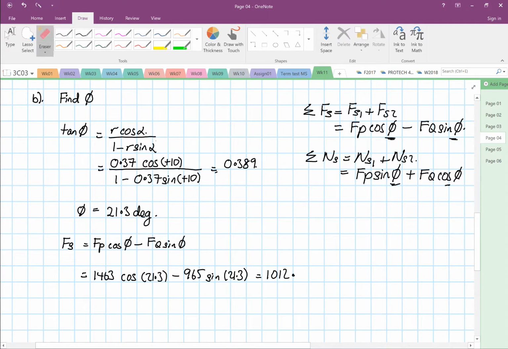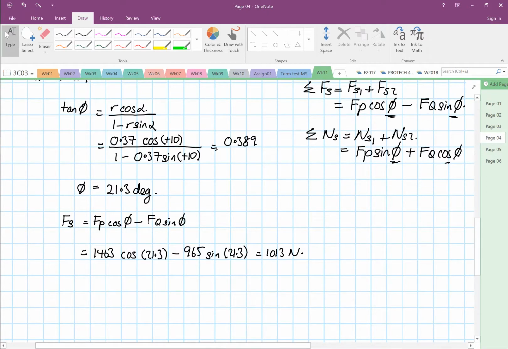Okay, 1012 is enough. Because it's 0.5, it's 1013 Newton. Let me do it again. 1463 cos 21.3 minus 965 sine 21.3 is equal to 1013. So you can find what your Ns is also.